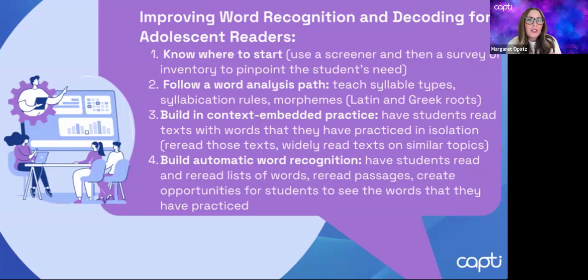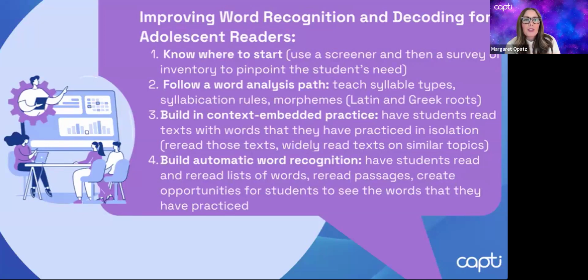So then after you know where to start, really follow a path. I've laid out a word analysis path today, and that would include teaching syllable types and then moving to syllabication rules, and then also teaching those morphemes, knowing that the morphological aspect of English is so important, meaning that those word parts really help with meaning and also with decoding. That's really important to teach.